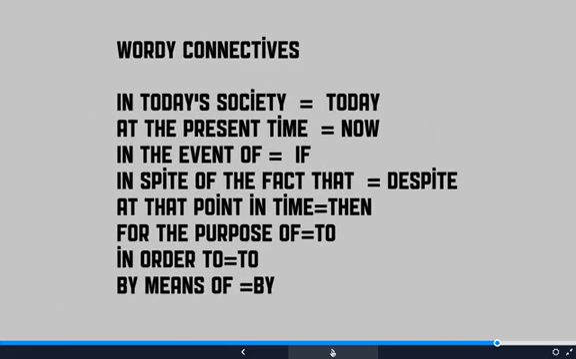The other thing you need to realize is to avoid what are called wordy connectives. Wordy connectives occur when you're using 3, 4, 5-word phrases when you could easily use one word. So common wordy connectives are in today's society, that just means today, at the present time, just means now, in the event of means if, in spite of the fact that equals despite, at that point in time just means then, for the purpose of just means to, etc., etc. Okay?